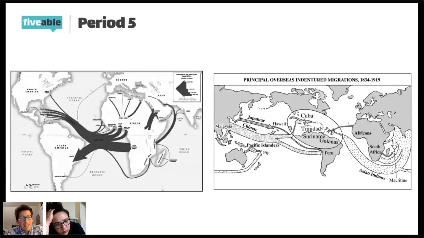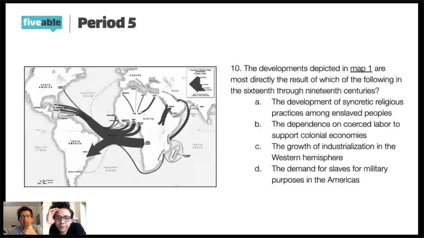All right, let's take a look at our next set of questions here. We have two maps here, although these could probably actually be separate questions because none of the questions ask us to look at both at the same time. So let's just look at the first map and the question that goes along with it. In this map, we have the slave trade depicted, and it says the developments depicted in map 1 are most directly the result of which of the following in the 16th through 19th centuries. So let everybody put your answers in here, and then we will reveal.